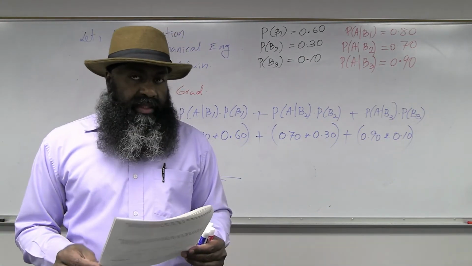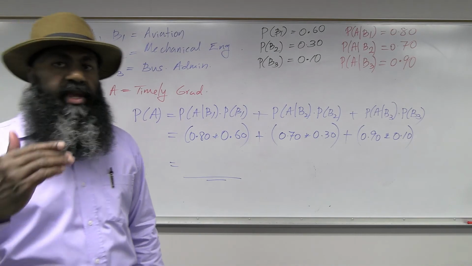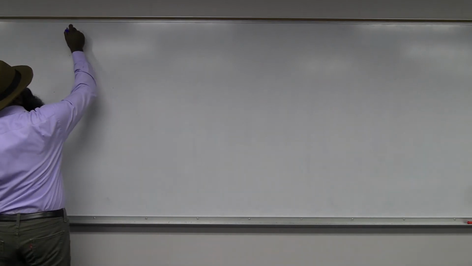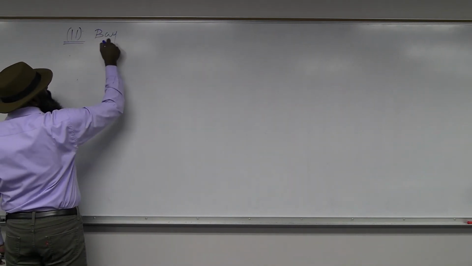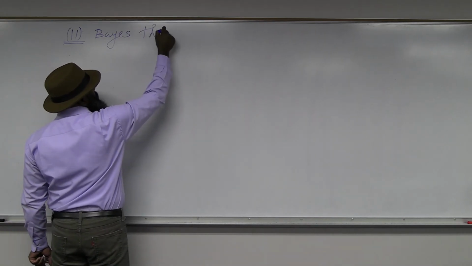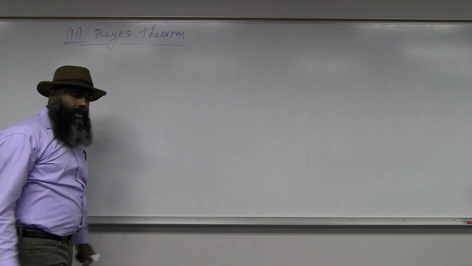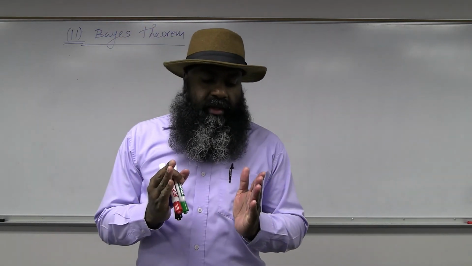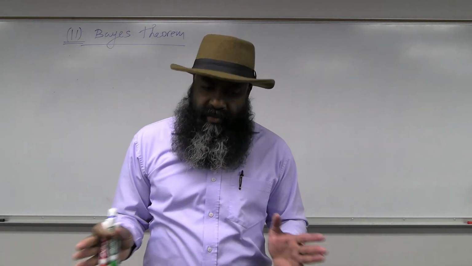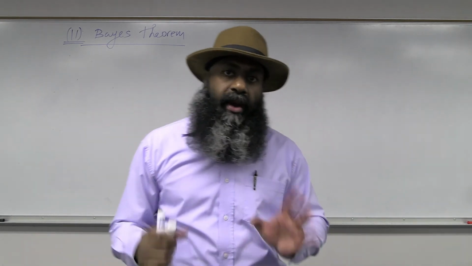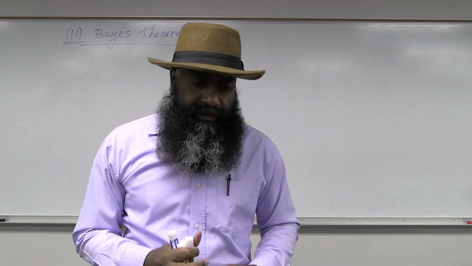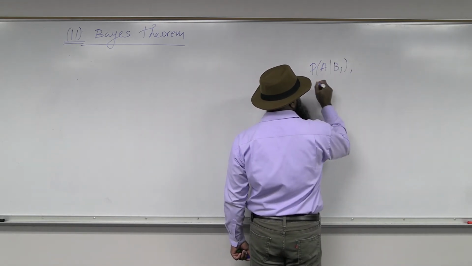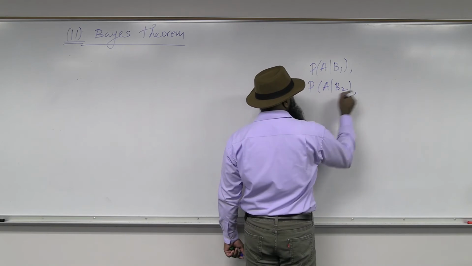All right, that's it about the total probability rule. Next, we can move on to the Bayes theorem. All right, point number 11, Bayes theorem. Now, in conditional probability questions, always the basic probabilities will be given to you. The basic probabilities means the probabilities that are required to calculate the total probability. That means always you'll be given probability of A given B1, probability of A given B2, probability of A given B3.